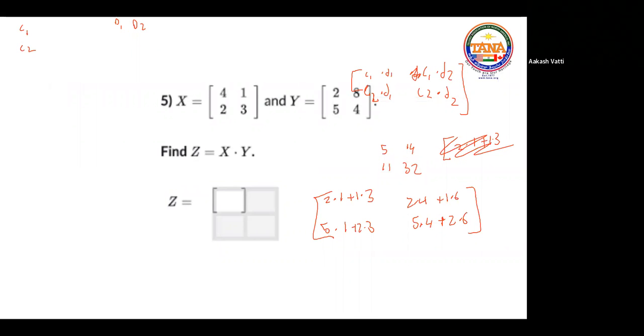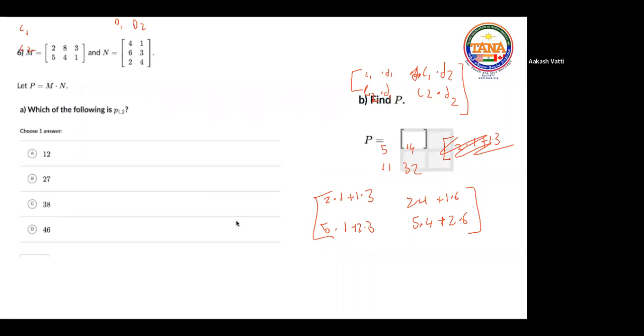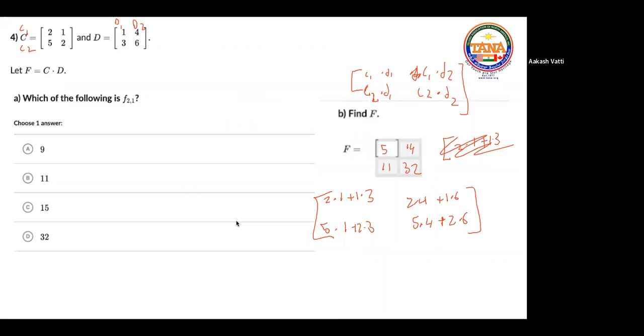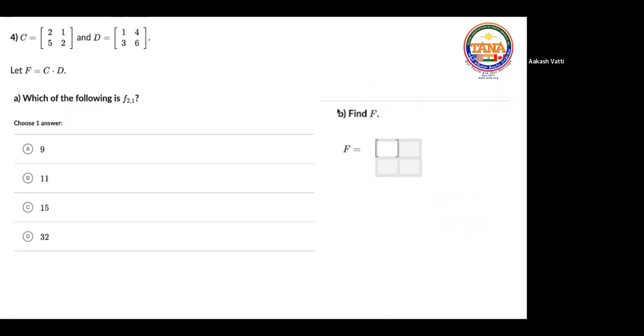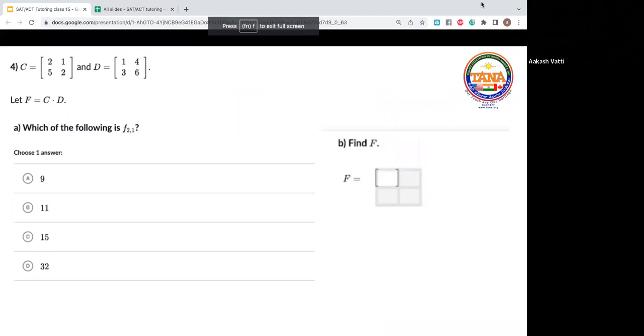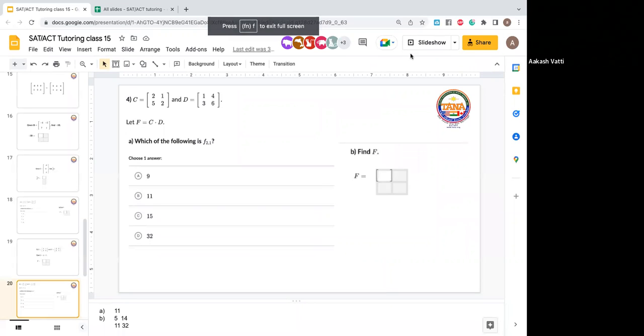Oops. How did it do that? All right. Any questions? No? All right, next question. I added one more problem. Just 1 second. Go back into slideshow. We should be able to see it now.